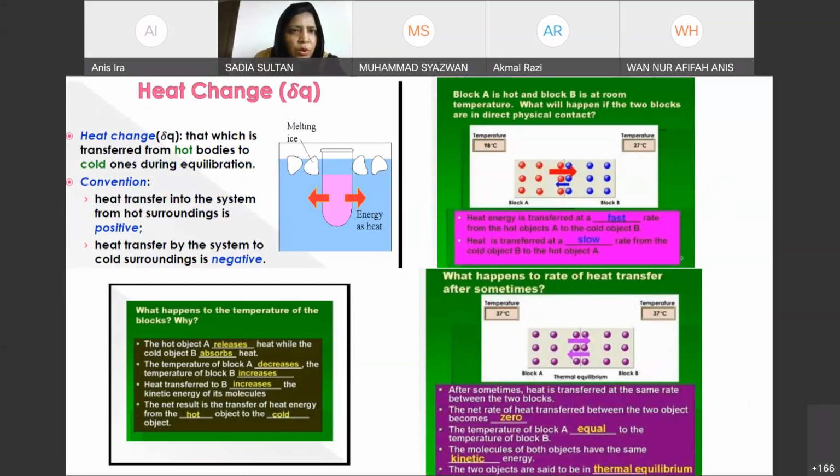Heat change: you can see here the transfer from hot bodies to cold. This is the hot, this is the cold, transfer from the hot to the cold. Heat transfer into the system from a hot surrounding is positive. Heat transfer by the system to the cold surrounding is negative.